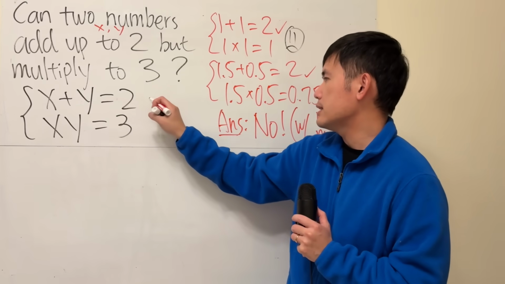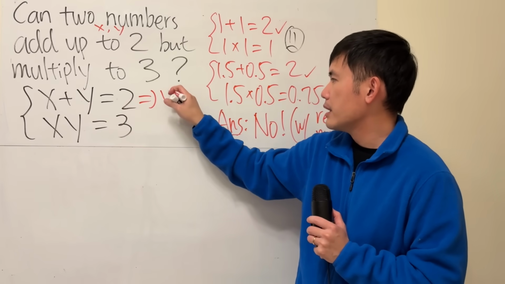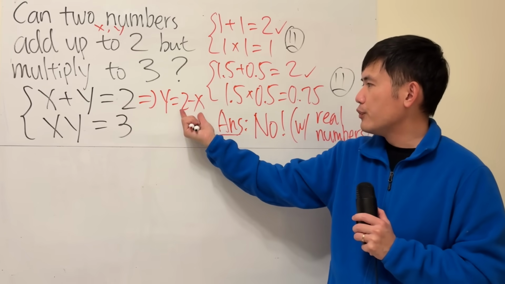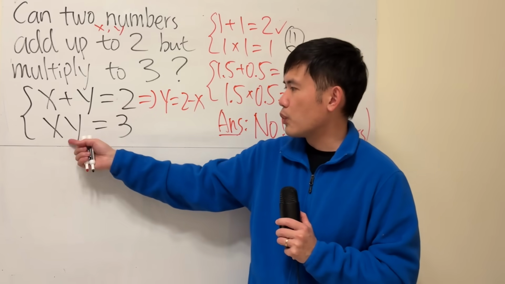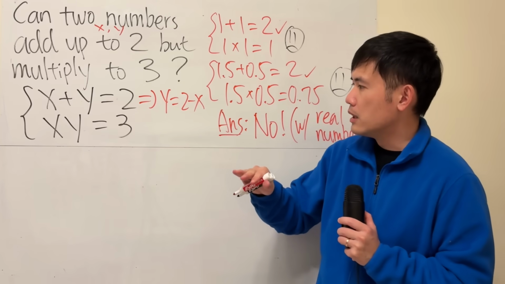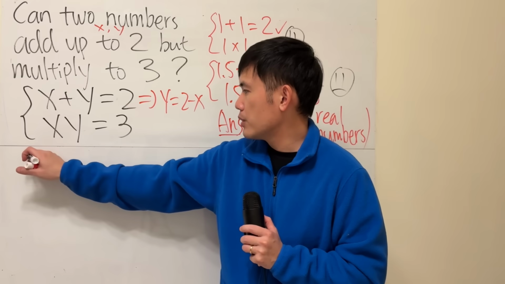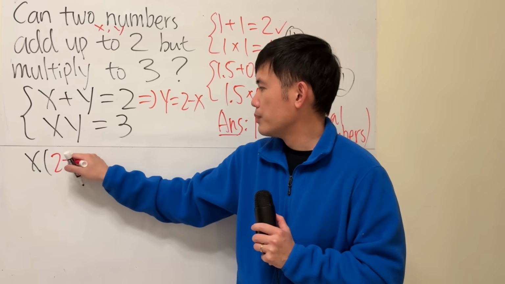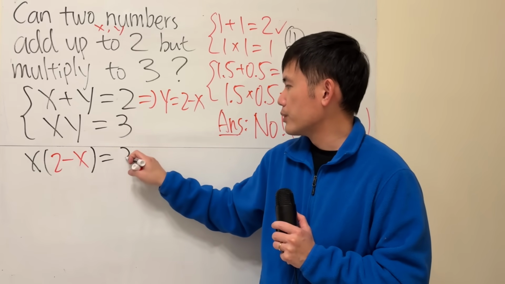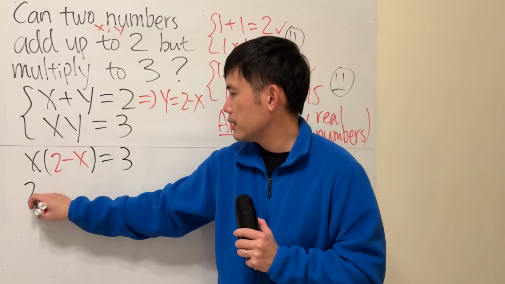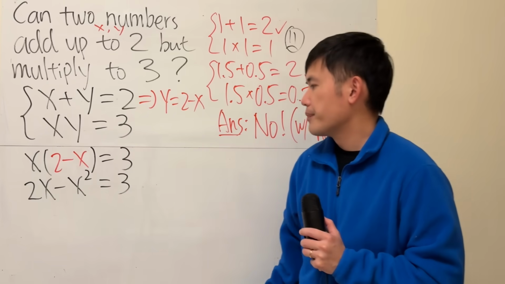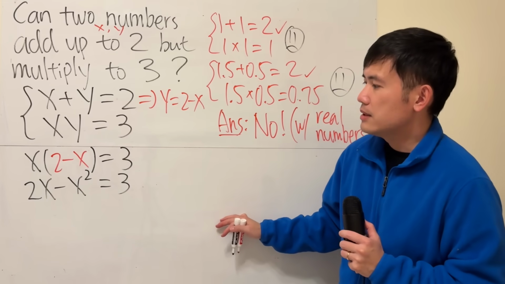Subtract x from both sides. So we get y is equal to 2 minus x. And then if we plug in 2 minus x into this y, then we can just deal with one variable in an equation. So it's doable. So we have x times (2 minus x), and that is equal to 3. Distribute. 2x minus x squared is equal to 3. All right, and then this is a quadratic equation.